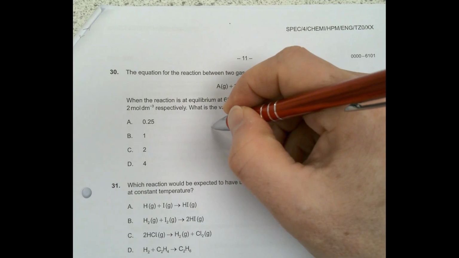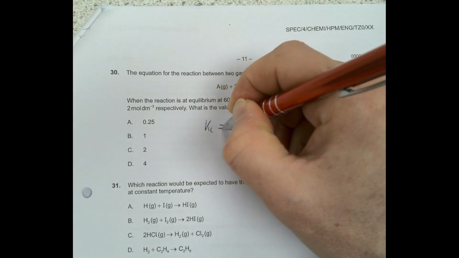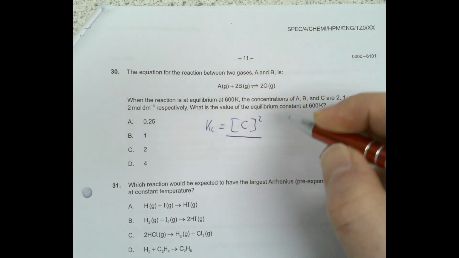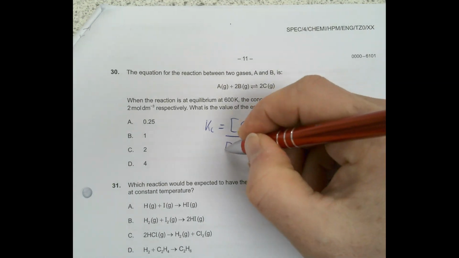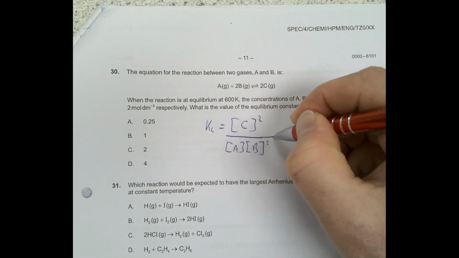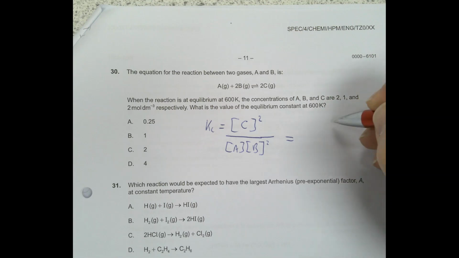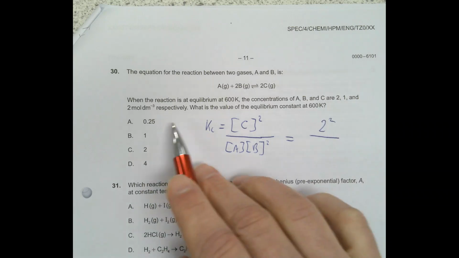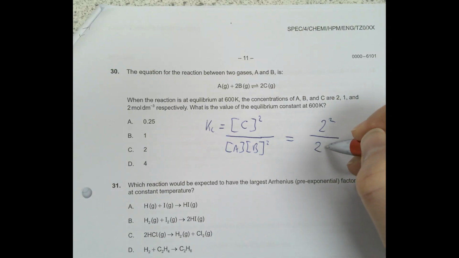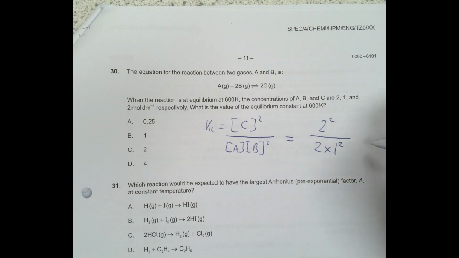So the thing to do with this one is to write out the equation for Kc, which is the concentration of C raised to its power of the coefficient of the reaction over A to the 1 and B concentration squared. We're given the concentrations in the question, so it's 2 squared divided by A is 2 and B is 1 squared. That comes to 4 divided by 2, which is equal to 2, which is C.